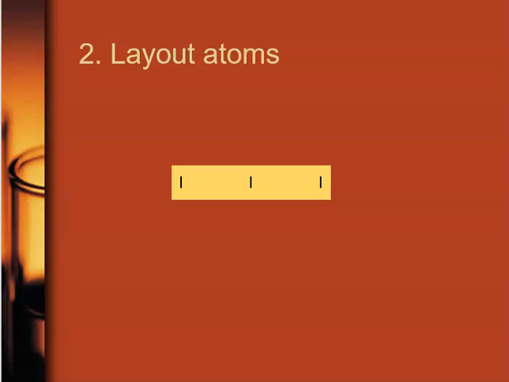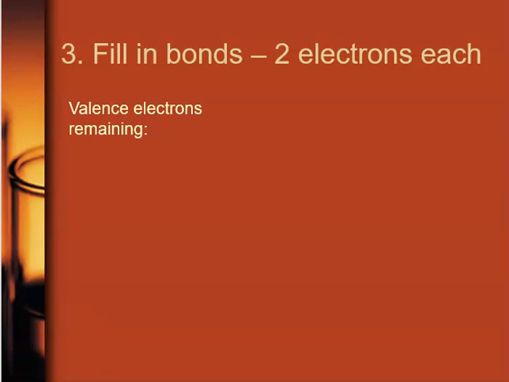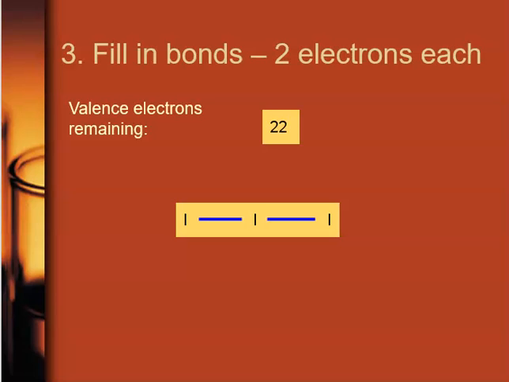Okay, so let's look at where we put the electrons on this. I'm going to start off, just as we always do, with some bonds. One bond here and one bond here. Now we started off with 22 valence electrons. We've put in 2 bonds with 2 electrons each, so that's 4, which means we have 18 valence electrons left.